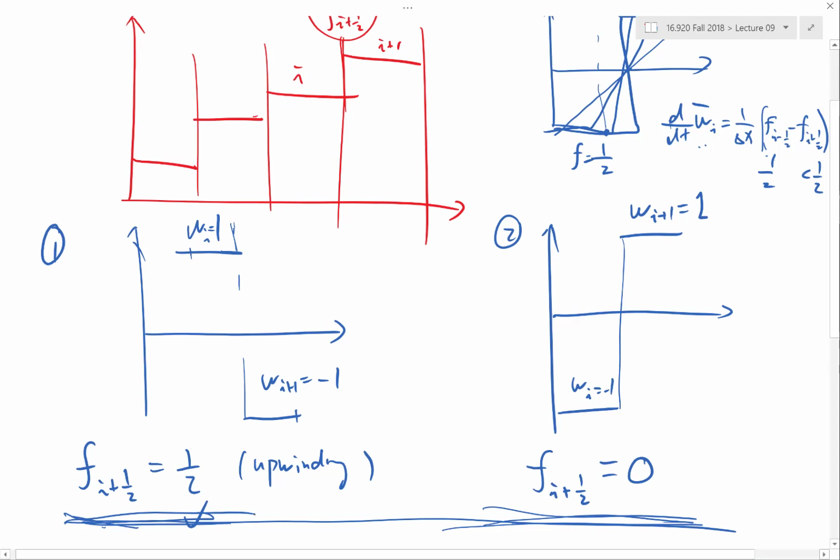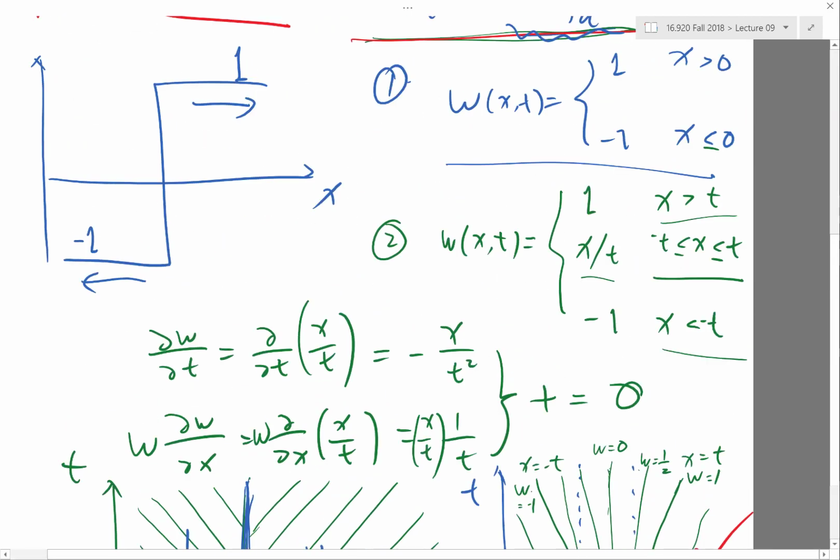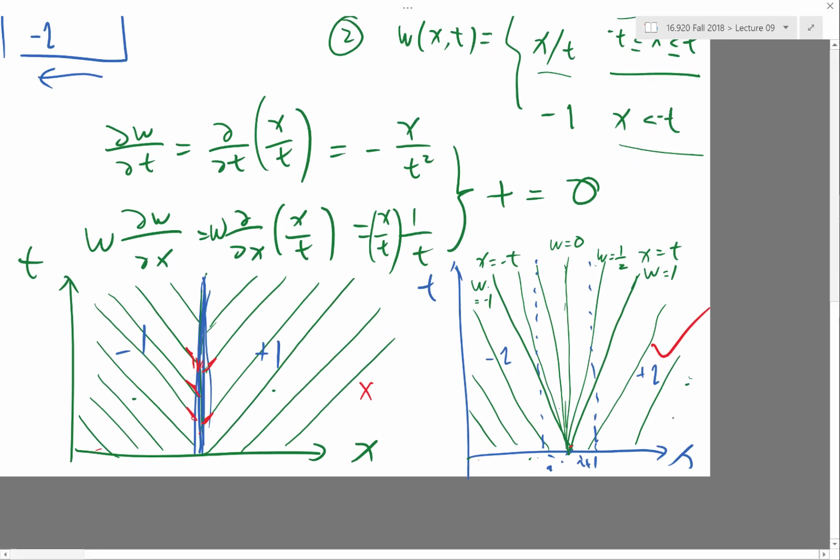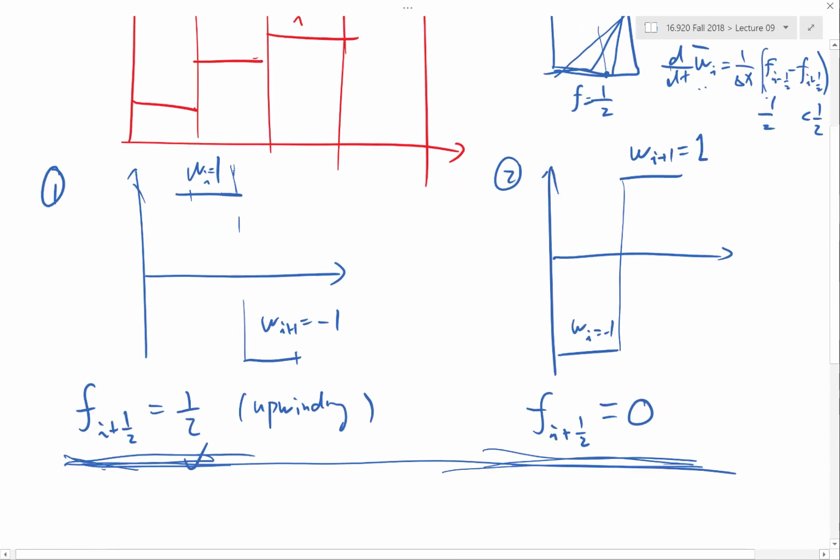Actually, in both cases, the correct flux is the flux after an infinitesimal amount of time. So if I'm on the left hand side, this is case 1. For case 1, after an infinitesimal amount of time, the discontinuity is still there, so the flux at the discontinuity is still half. While for the second case, after an infinitesimal amount of time, the discontinuity disappears and the flux over there is 0. Does it make sense?